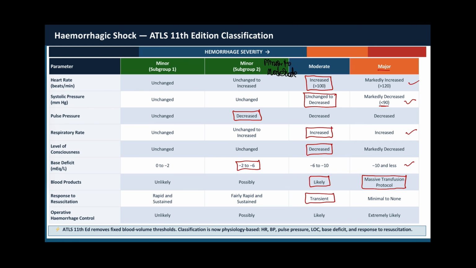What is transient? For a brief period during your resuscitation, you will find that your patient is actually responding to the fluid resuscitation, but over a period of time, he will again go into hypotension. This is the transient response to fluid resuscitation. And operative hemorrhagic control is unlikely in minor subgroup 1. It is possible in case of minor to moderate, more likely in case of moderate, and extremely likely in case of the major one.